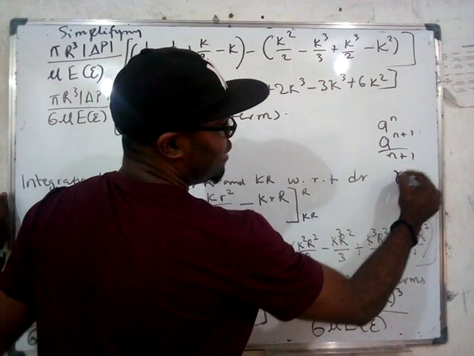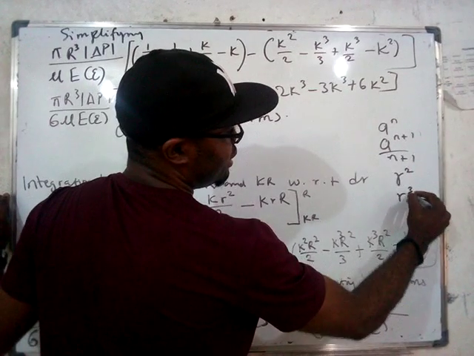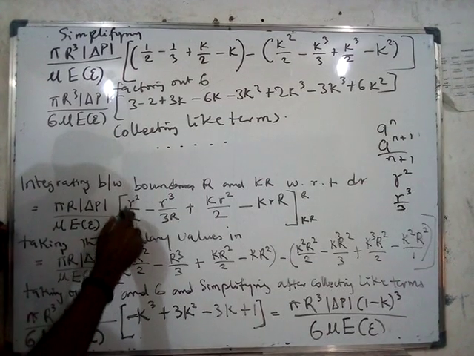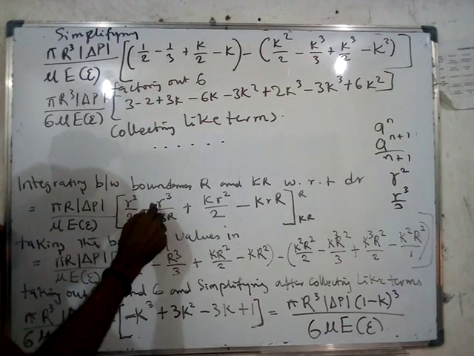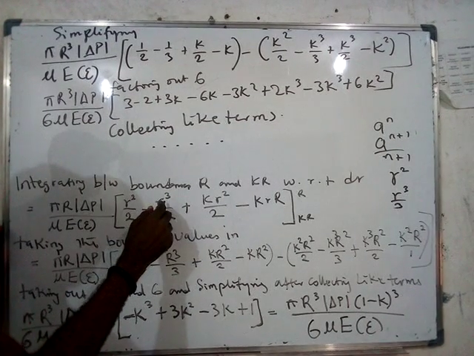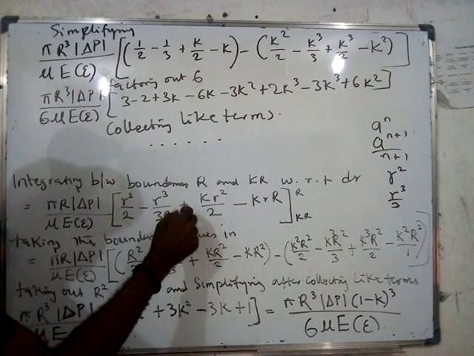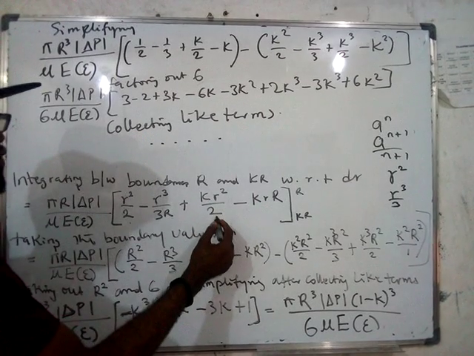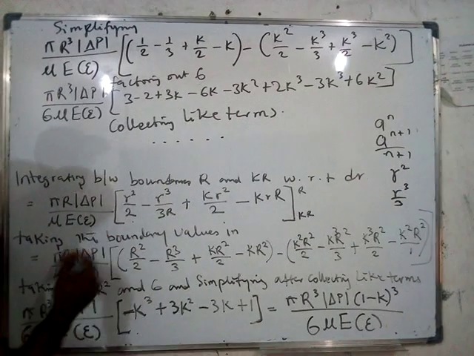So when we have r to the power 2, what we have is r to the power 2 plus 1, which is 3, all over 3. So when we integrated the r that we had, we now have r squared over 2. When you integrated the r squared, we have r cubed over 3. Then plus, when we integrated the r, we also have r squared over 2. So that's how we got this.